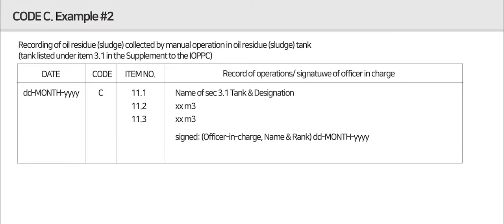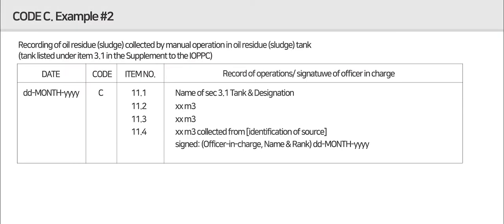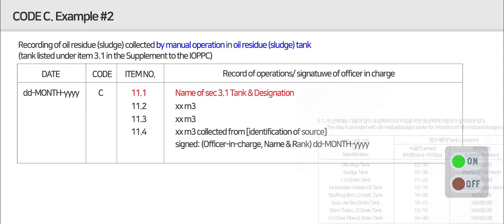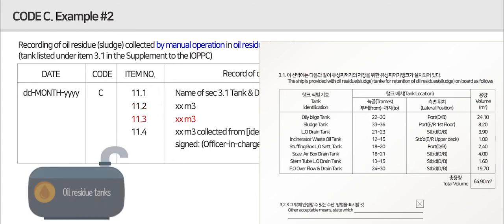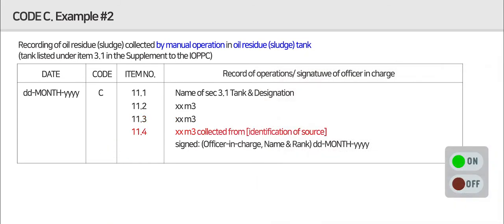Example 2. In case of recording of oil residue collected by manual operation in an oil residue tank, Section 11.1, name of tank listed under Item 3.1 in the supplement to the IOPPC. Section 11.2, capacity of the tank. Section 11.3, total quantity of retention. Section 11.4, quantity of residue collected by manual operation are recorded using Code C.